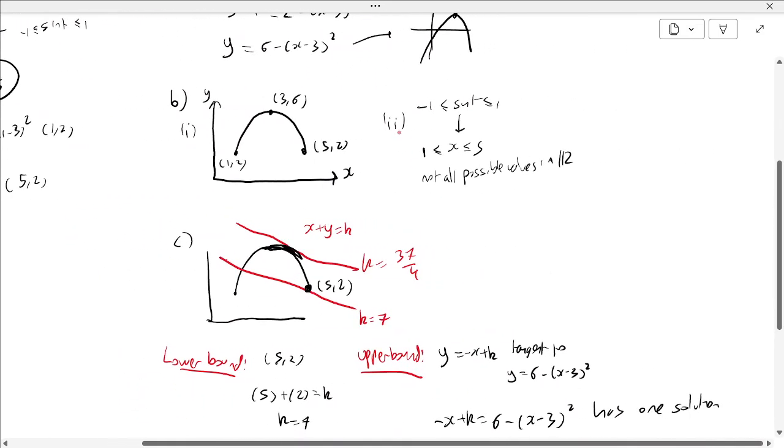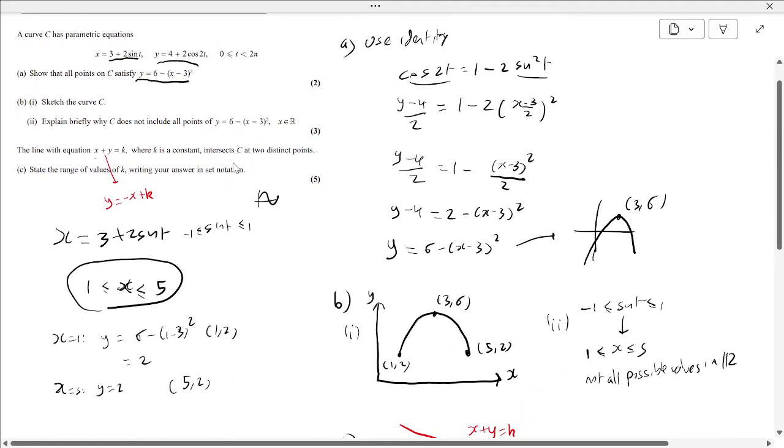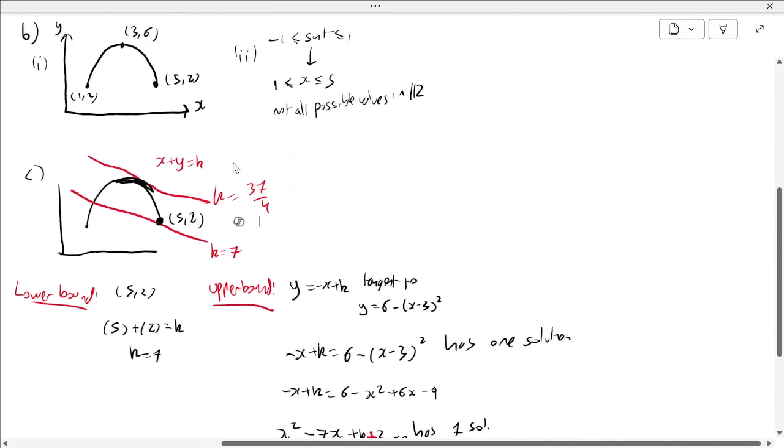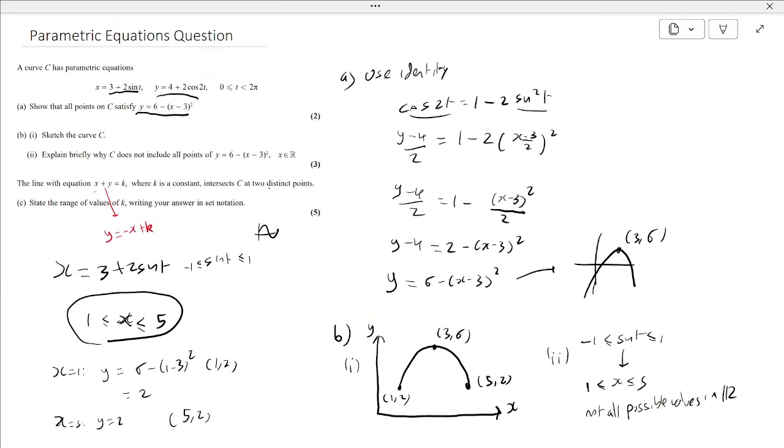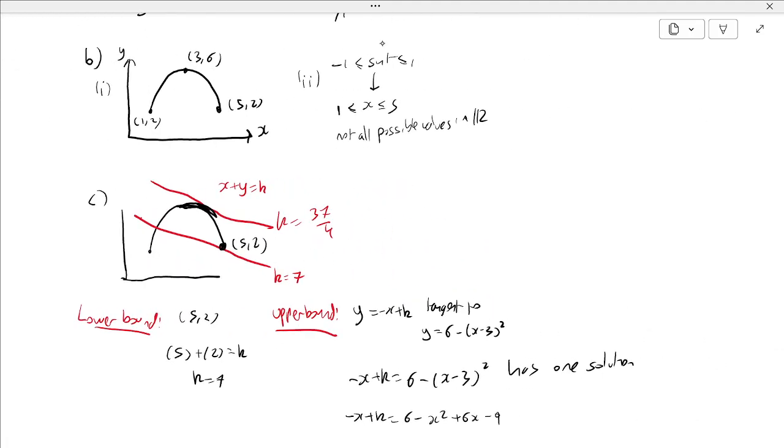To put my final answer together, which values of k, in set notation by the way, make this work? Two distinct solutions, it says. So two distinct points means different points, so two different solutions. So actually the value k = 7 works, because when k is 7, I do get two solutions. There's a solution here, and there's a solution (5, 2). When k = 37 over 4, that's only one solution.